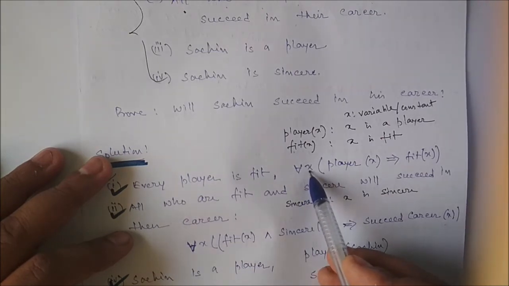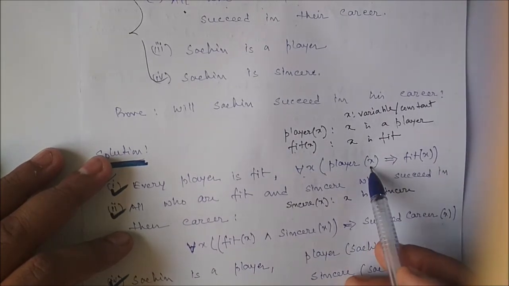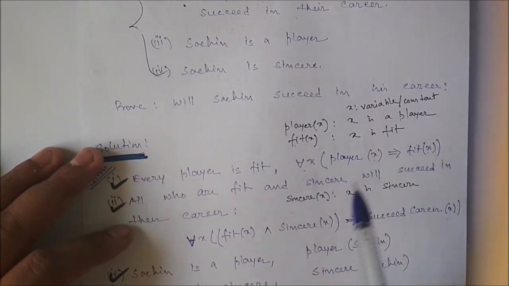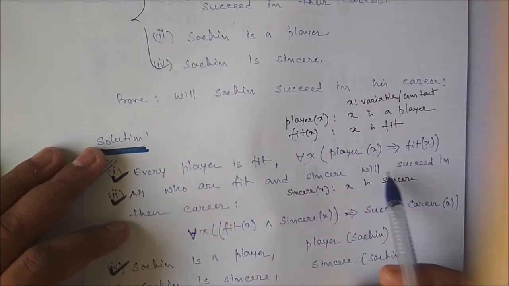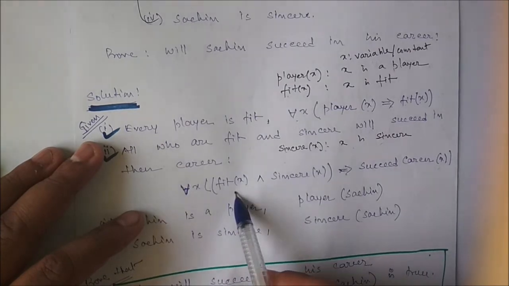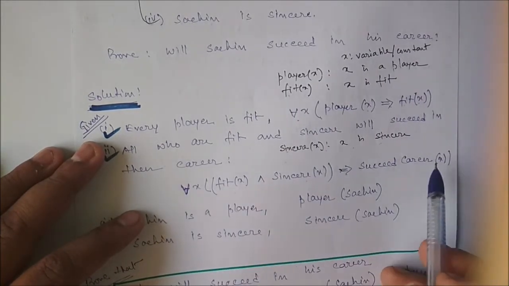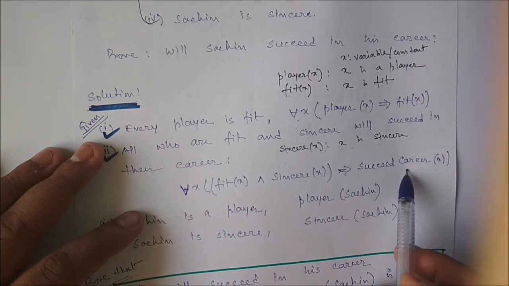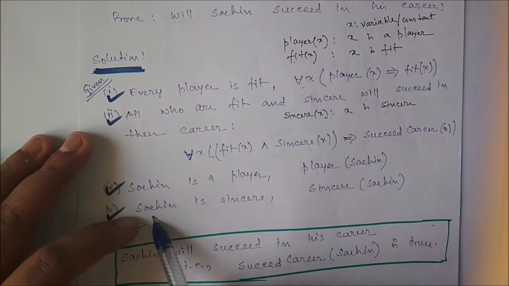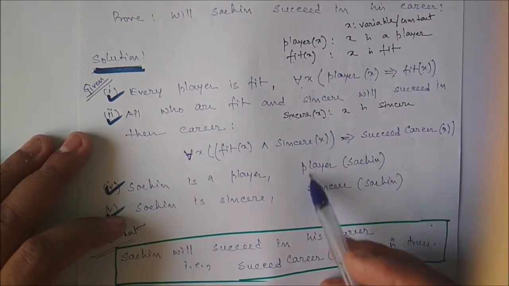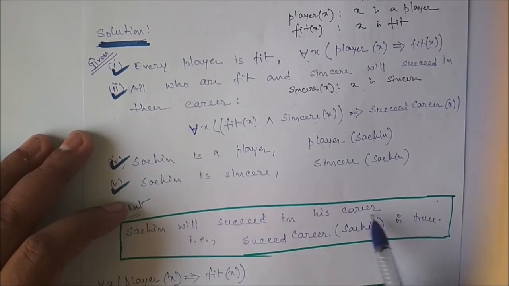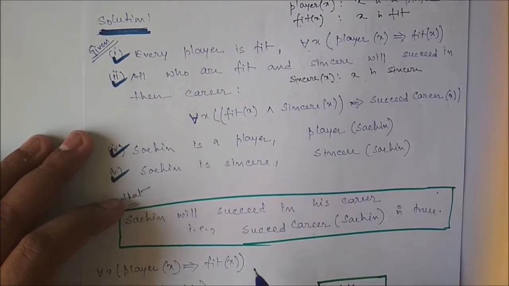For all x, we have to apply implies. So Player(x) implies Fit(x). All who are fit and sincere will succeed in their career. Sincere(x) means x is sincere. So if anyone is fit as well as sincere, for all x, succeeded career is true. Sachin is a player, so Player(Sachin), and Sachin is sincere, Sincere(Sachin). We have to prove that Succeed career(Sachin) is true.